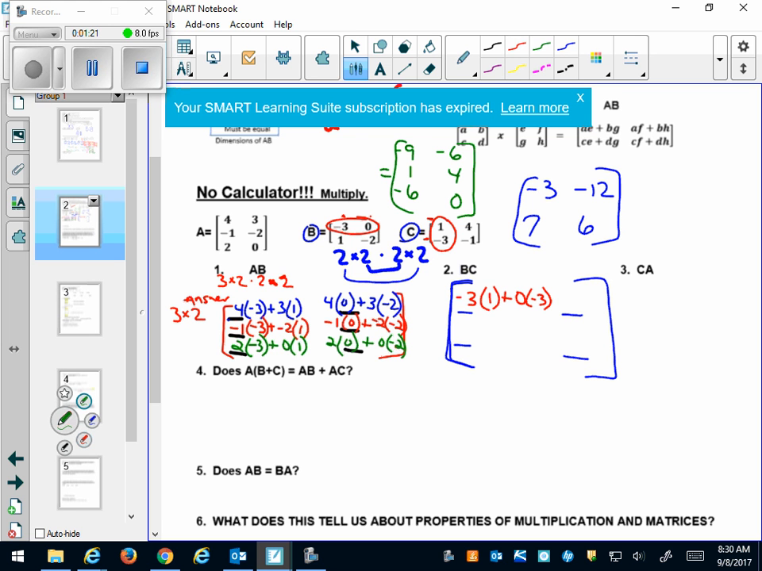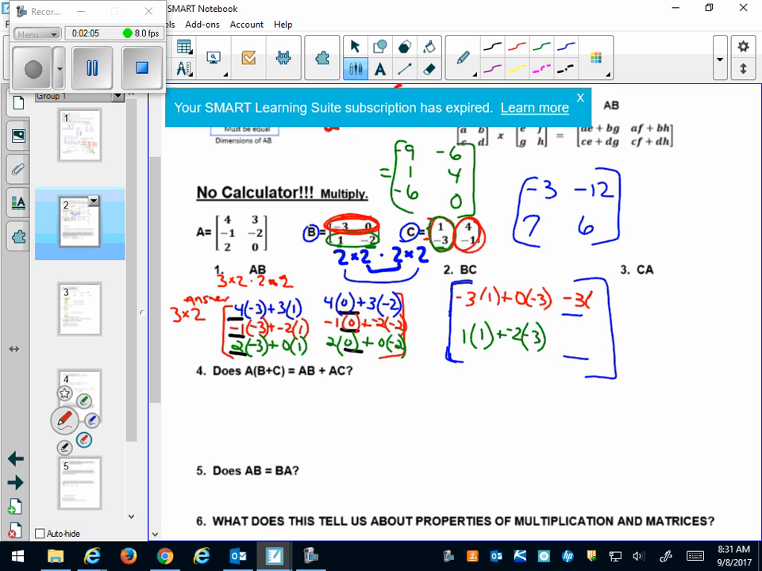Then we're going to do the bottom left element. We're going to use the bottoms and the lefts. It's going to be positive 1 times 1, this times this, right? Plus -2, second times the second, right? -3. Now if we want to do the top right, we're going to do tops and rights.